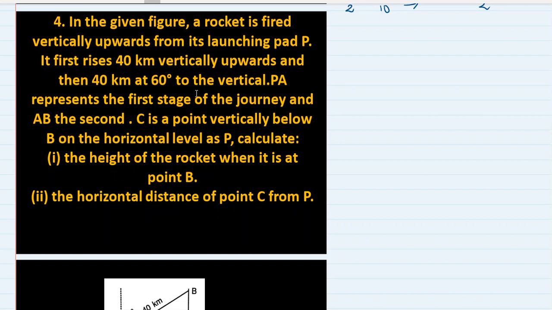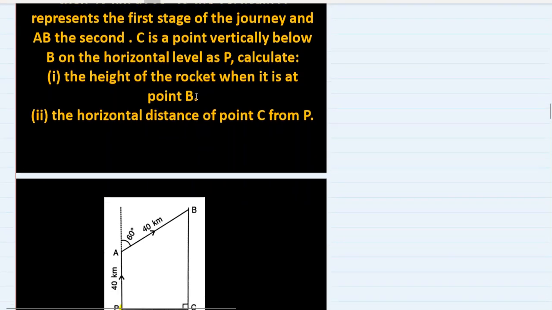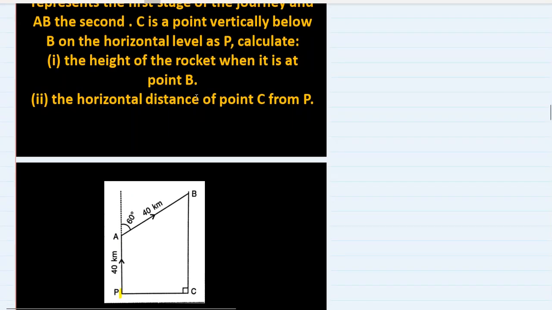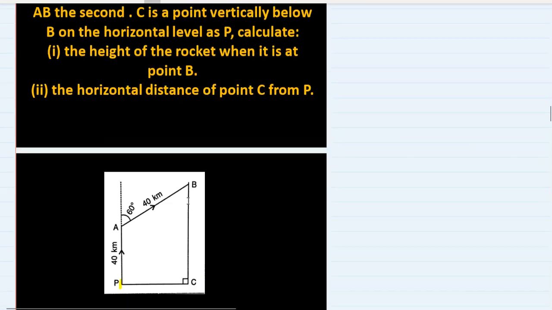PA represents the first stage of the journey and AB the second. C is the point vertically below B. B is the final position of the rocket, and exactly below it is a point C on the ground.